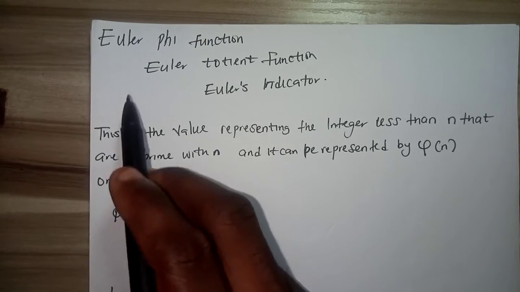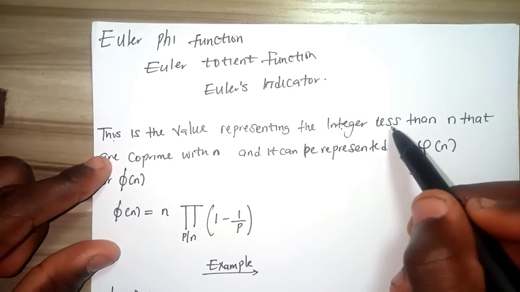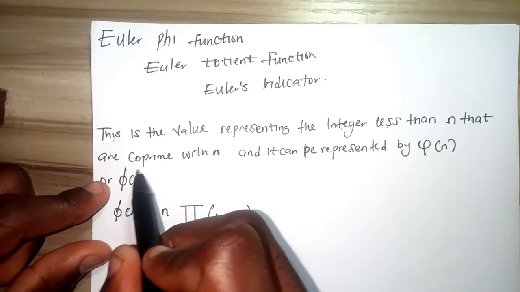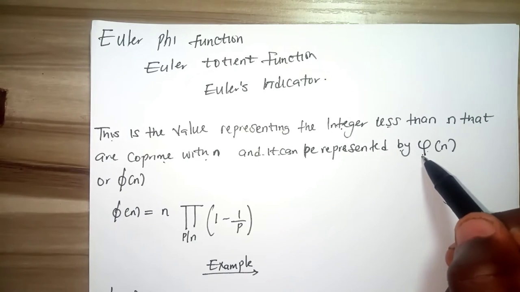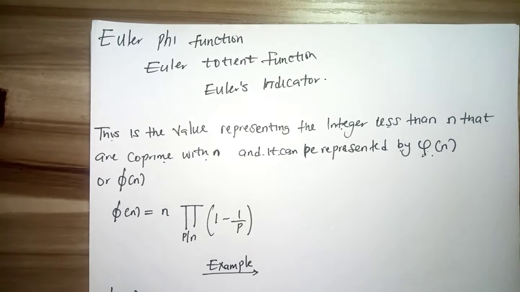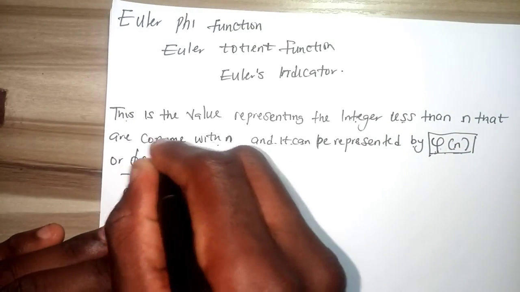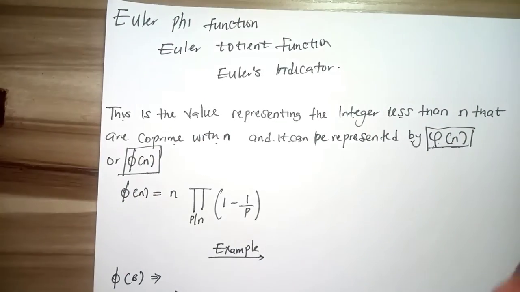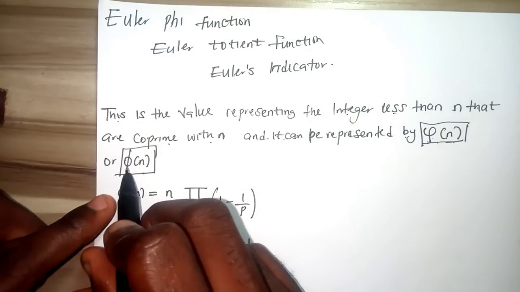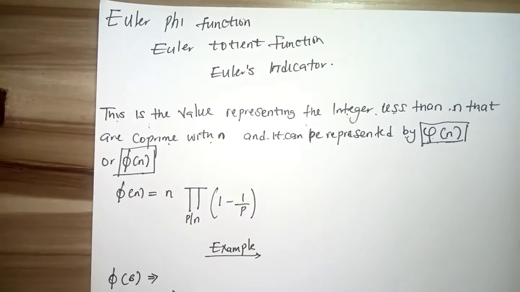Now, what is the meaning of the Euler totient function? This is the value representing the integers less than n that are coprime with n, and it can be represented by phi of n or this. So we use either this or this. But to me, I don't really like this. Why? Because for me to write it, it's kind of hard. So I use phi. Now they said this is the value representing the integers less than n, that is, a value that is less than n that is coprime with n.